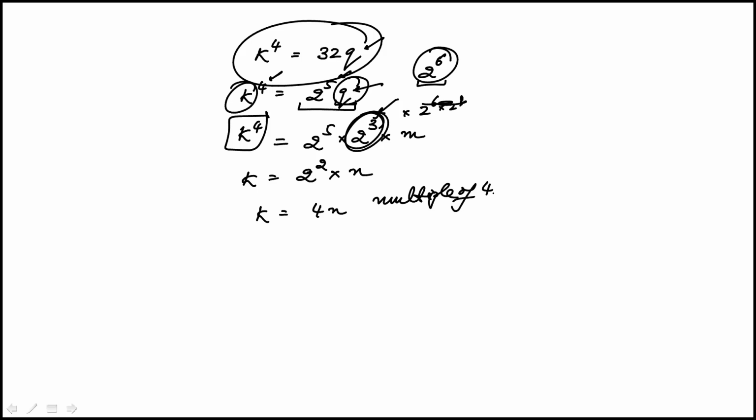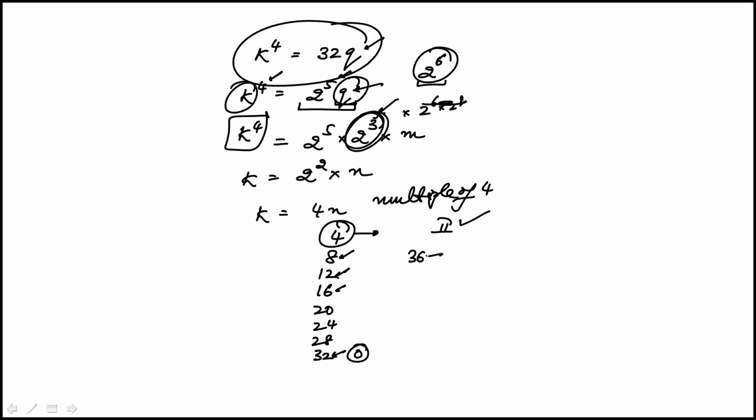Question is, what's the remainder when k is divided by 32? So possible values for k are 4, 8, 12. And you'll see if k is 4, we can have a remainder of 4. So 12, 16. So here the remainder would be 8, 12, 16, 20, 24, 28, 32. Here the remainder would be 0.